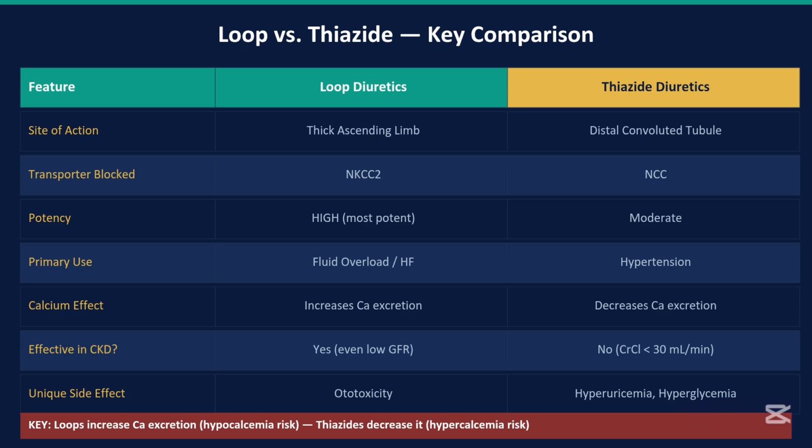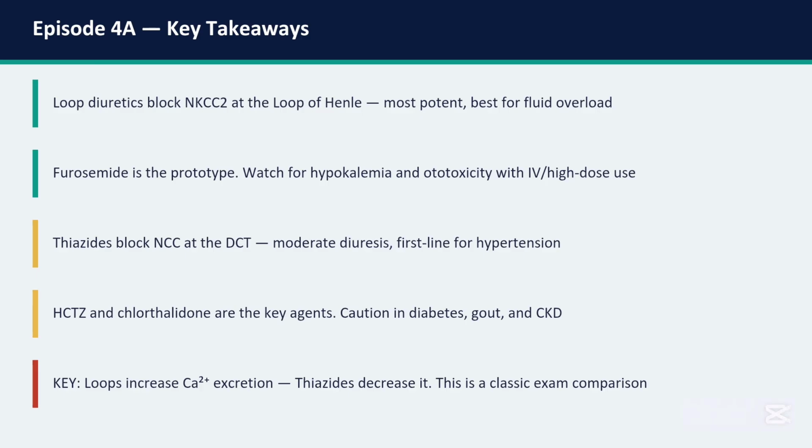Let me leave you with a quick summary. Loop diuretics are your heavy hitters. They work at the loop of Henle, cause massive diuresis, and are used for fluid overload conditions. Watch for hypokalemia and ototoxicity. Thiazides work at the distal tubule, are milder, and are the go-to for hypertension and calcium stones. Watch for hypokalemia, hyperuricemia, and hyperglycemia. And remember, loops increase calcium loss, thiazides decrease it.